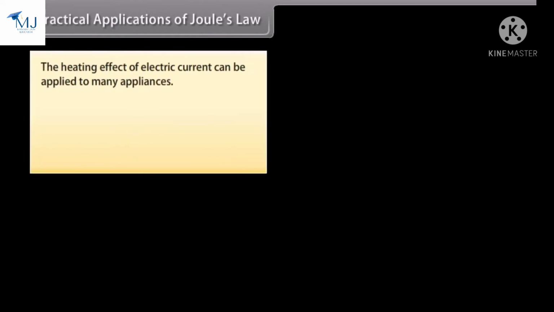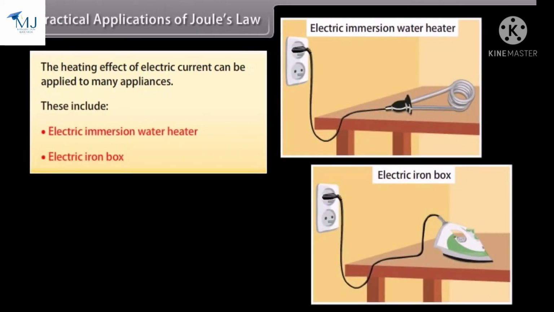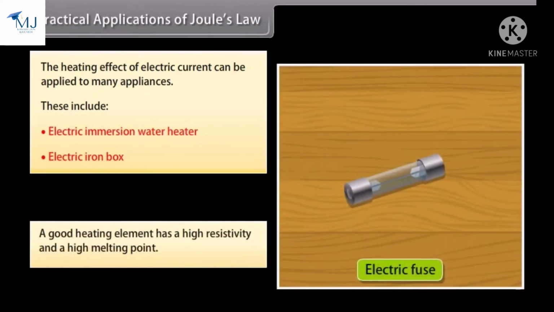Practical applications of Joule's law. The heating effect of electric current can be applied to many appliances. These include the electric immersion water heater and the electric iron box. A good heating element has a high resistivity and a high melting point.